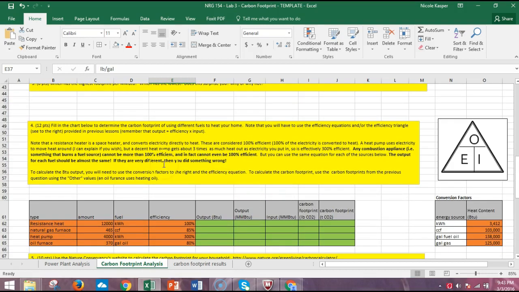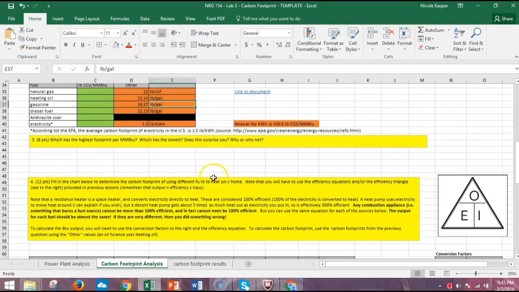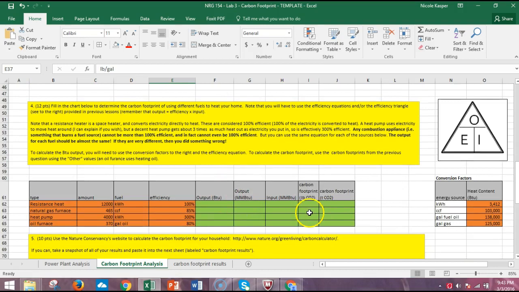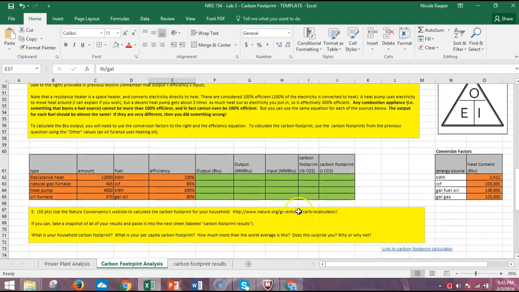Now this question, number 4, is going to help you walk through the carbon footprint of heating a building with different types of fuels. It's really pretty straightforward. Just keep in mind that you can use these carbon footprints, but I suggest using these carbon footprints to do all these calculations. It's actually pretty straightforward.